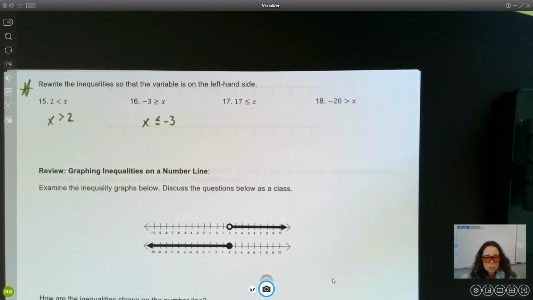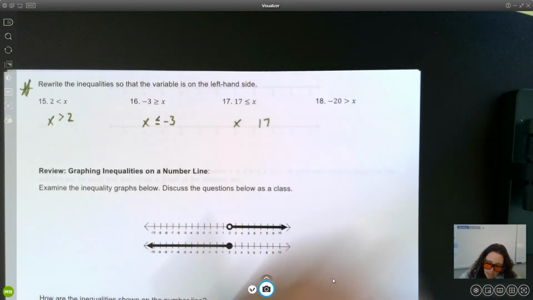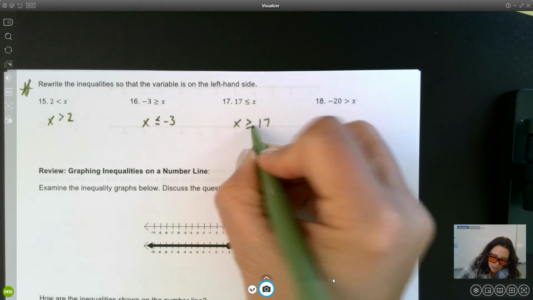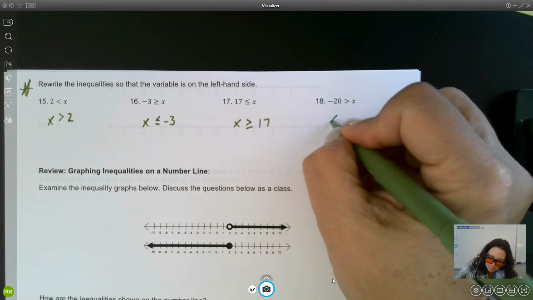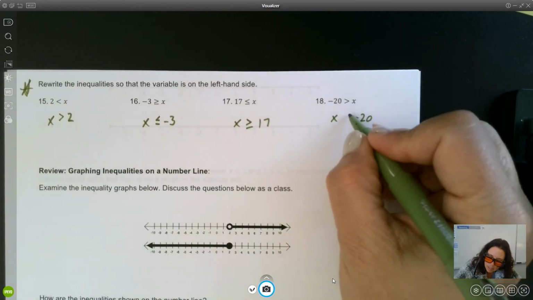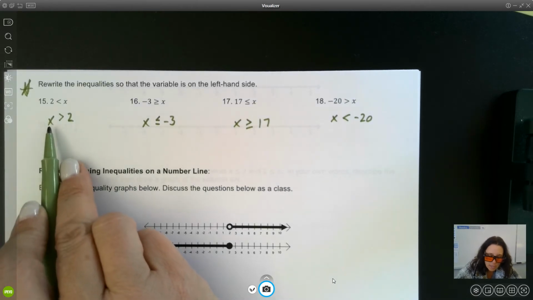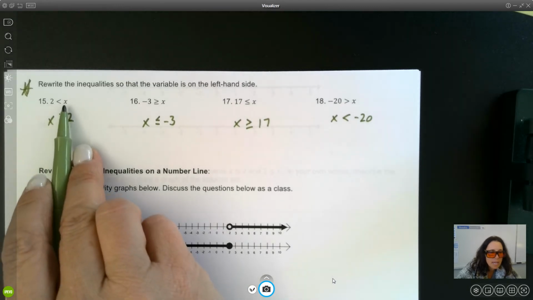Don't forget the equal to on that one. Okay, this guy, big alligator mouth is by the X. Make sure that it is here with that equal to. This guy, big alligator mouth is by the -20. Make sure that it is here. Okay, so this would be spoken: X is greater than 2. 2 is less than X.